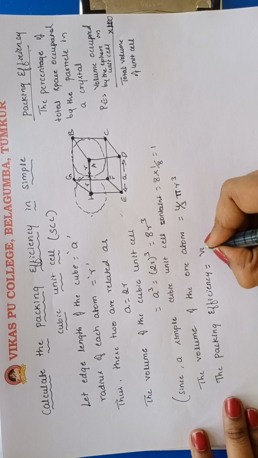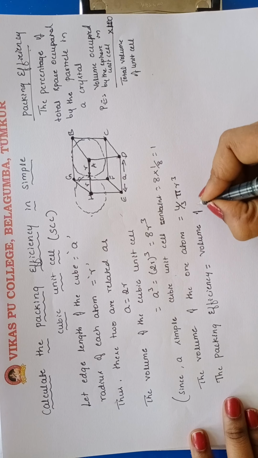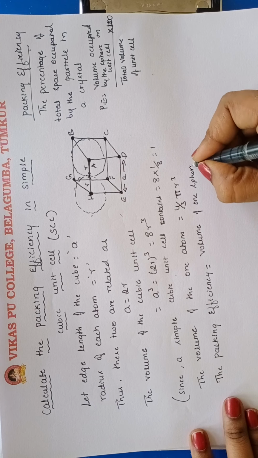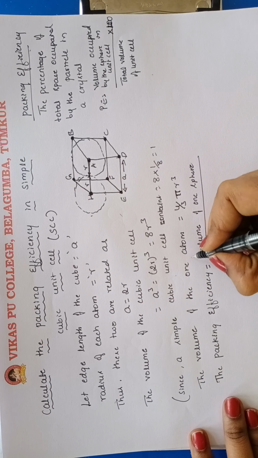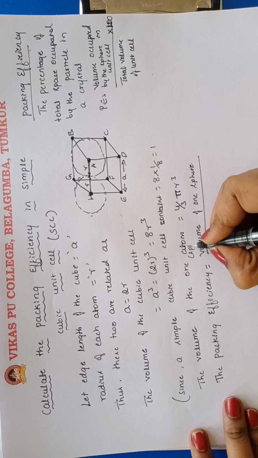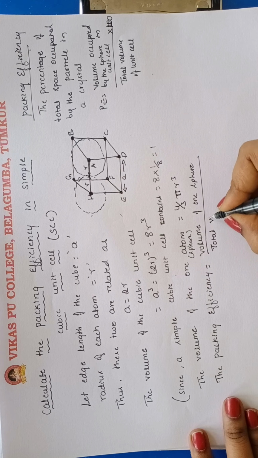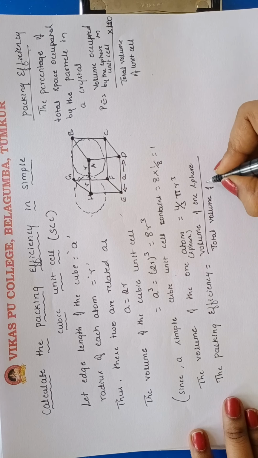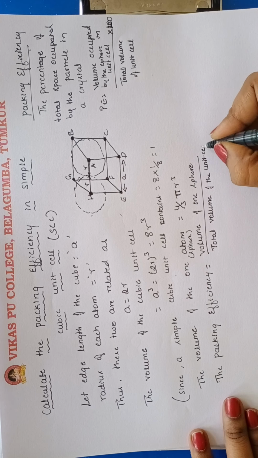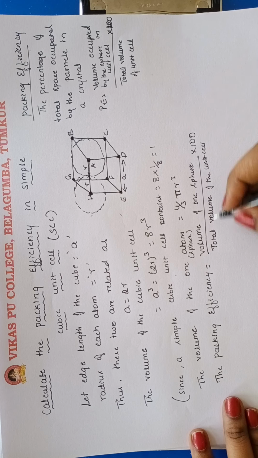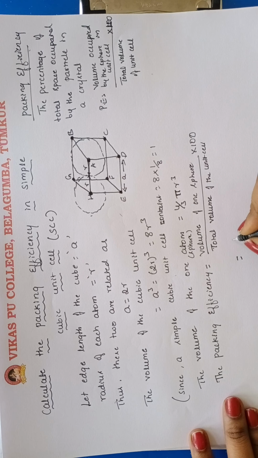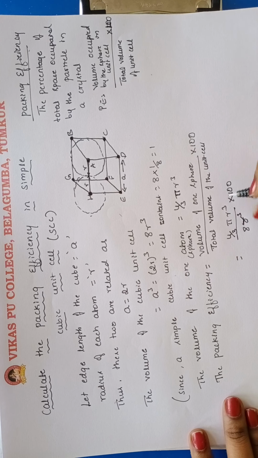Then the packing efficiency is equal to the volume of one sphere or one atom, which can also be called the atom's sphere, divided by the total volume of the unit cell, into 100. Now we take 4 by 3 pi r cube divided by 8 r cube into 100. Here r cube gets cancelled.